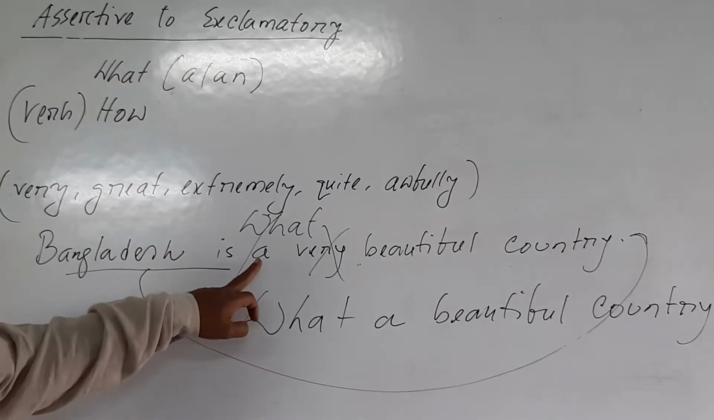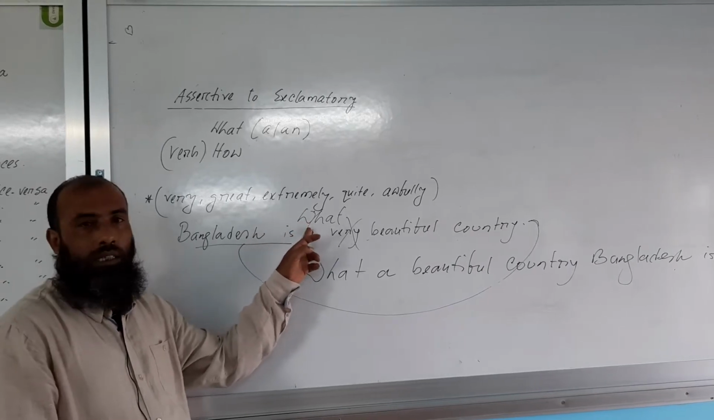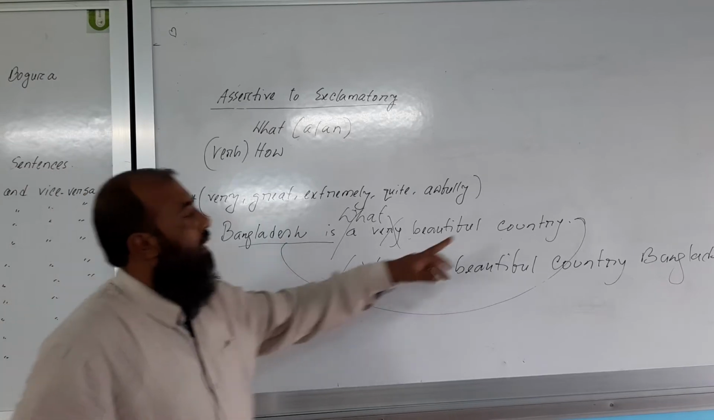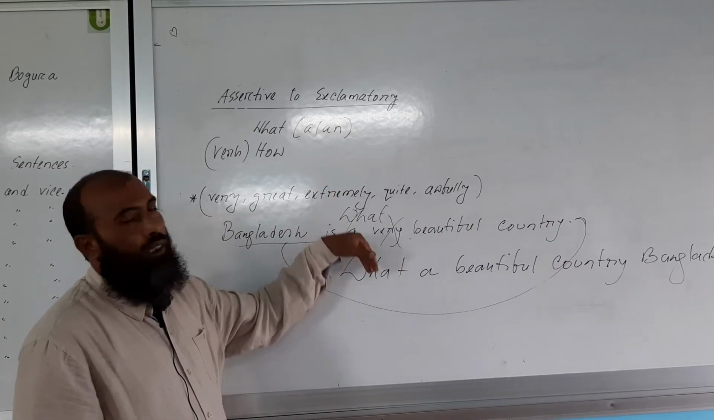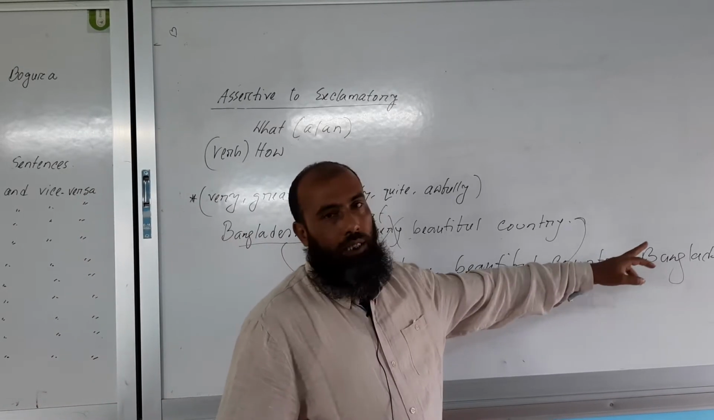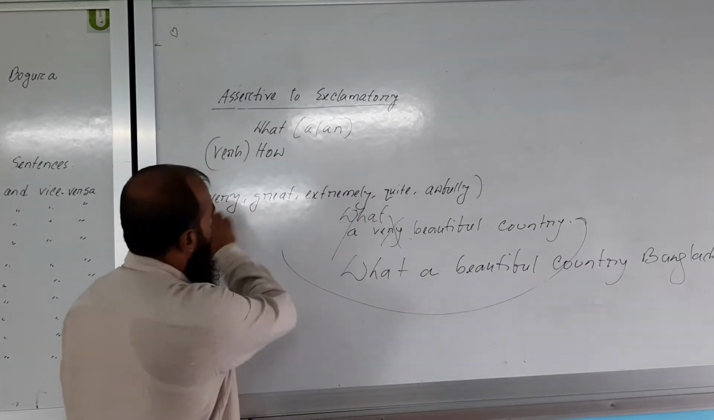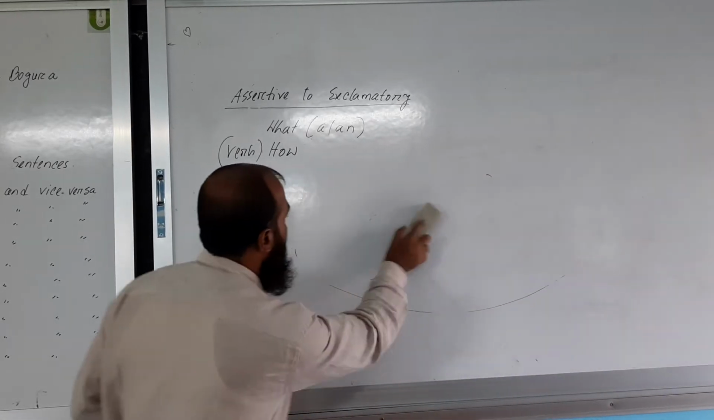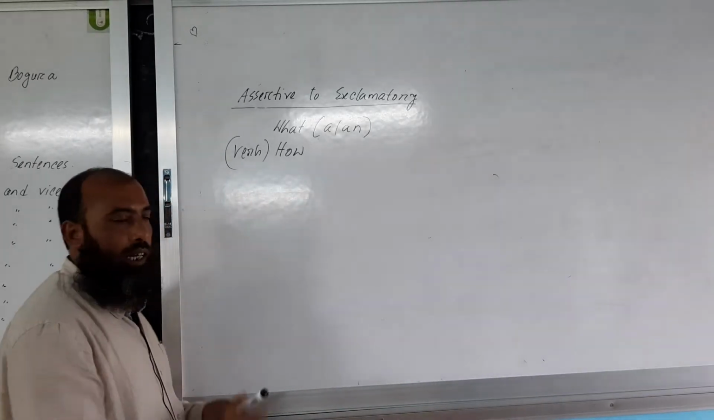Follow me. Just before a or an, I use what. And the first part, that is subject and verb, should be used at the end of the sentence. And the word very should be deleted. So the answer is, what a beautiful country Bangladesh is. Clear? Now, if you don't find a or an, then what will you do? Look at the example.